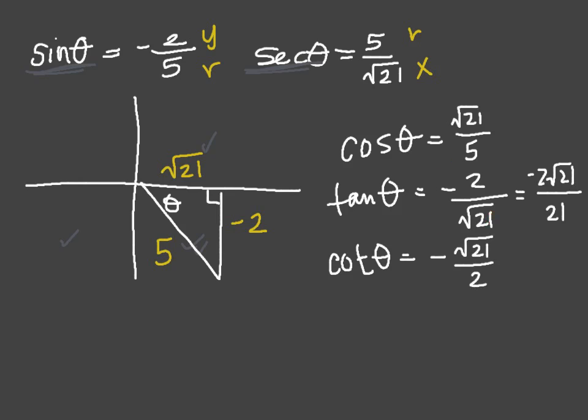And then lastly, we need cosecant. That's going to be the reciprocal of sine. Sine was negative 2/5, so this will be negative 5/2. So there's how that works. Hopefully you did that successfully on your own.